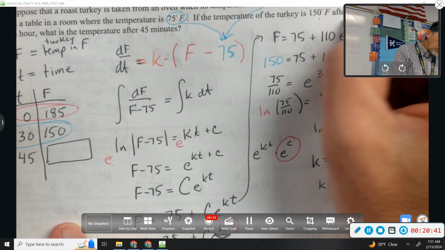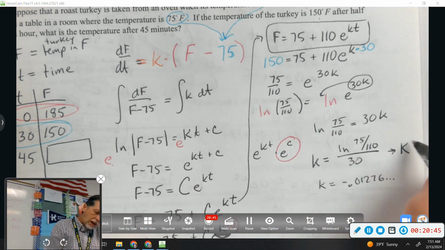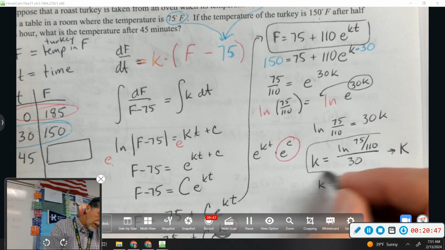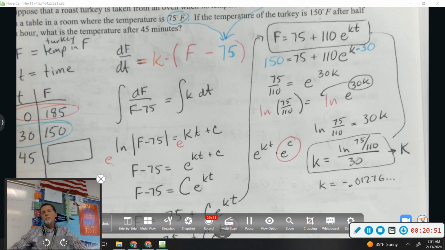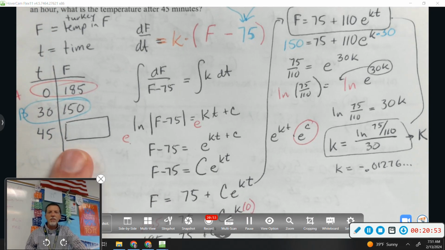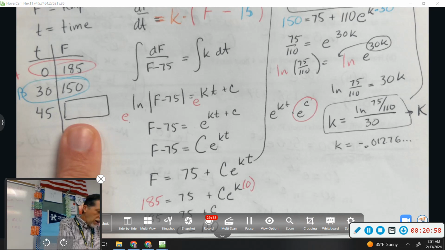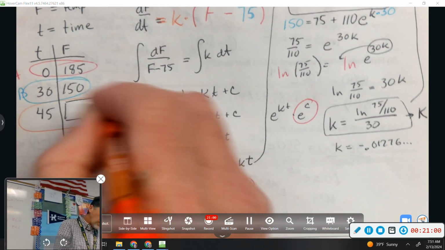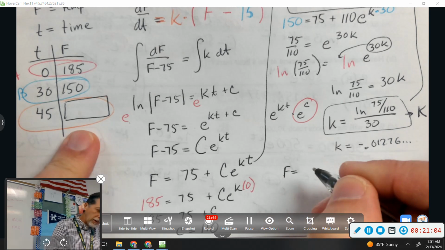Okay, so between that statement and there's what k is, those two things, now my problem is defined. I'm done. Now I just need to answer the question. So let's plug in 45 for our final step here. And this will be a calculator thing for sure.